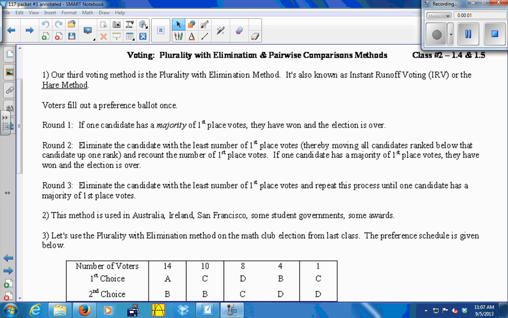Remember last class we learned two methods of voting. One was called the Plurality Method, which isn't really anything new. It's whoever gets the most first place votes wins, right? That's sort of the method we automatically think about when we think of voting.